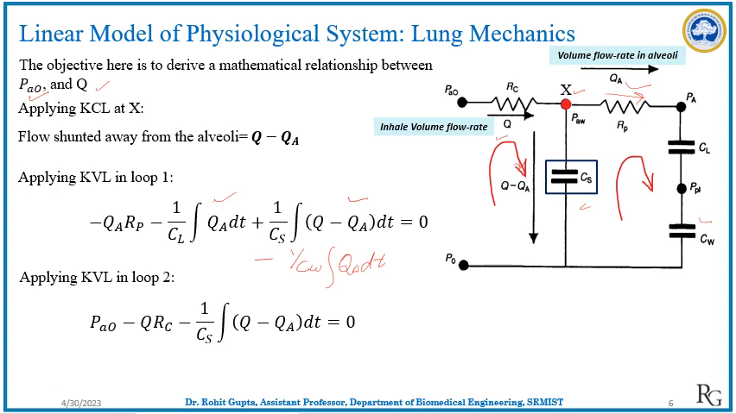So the potential drop PAO minus Q into RC, then again the potential drop across the capacitor CS, that will be 1 by CS integration of Q minus QA into dt, is equal to 0. So this is considered as a ground.